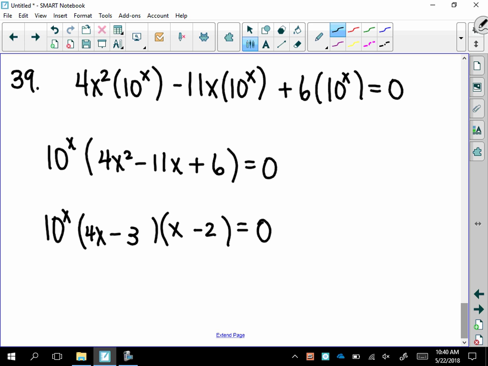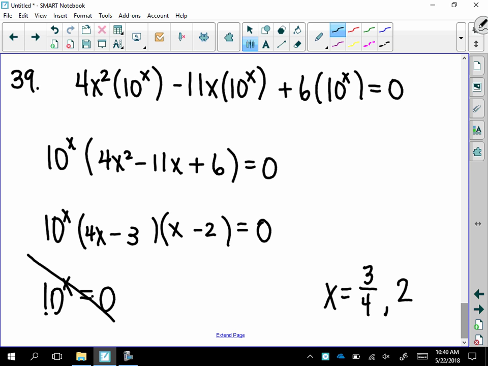So what are two solutions that you can tell right off the bat? 3/4 and 2. The other solution would be if 10 to the x equals 0, but that doesn't happen, so we can ignore that. So our only solutions are 3/4 and 2.